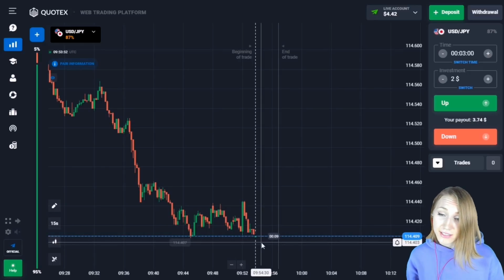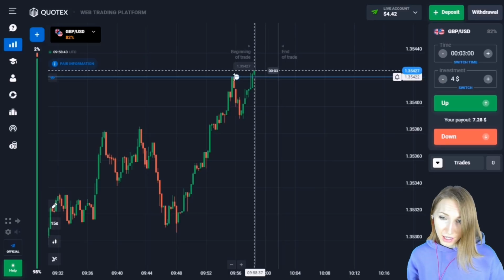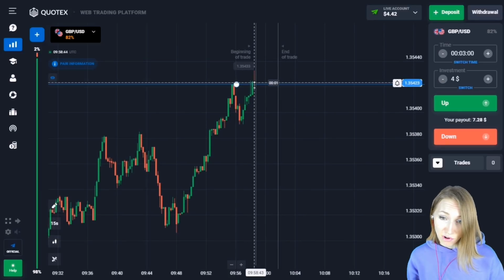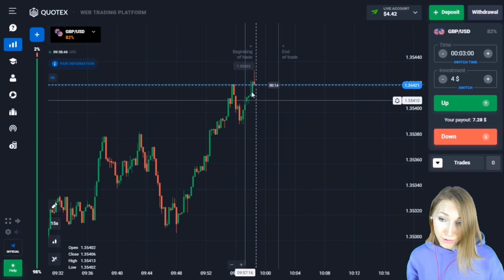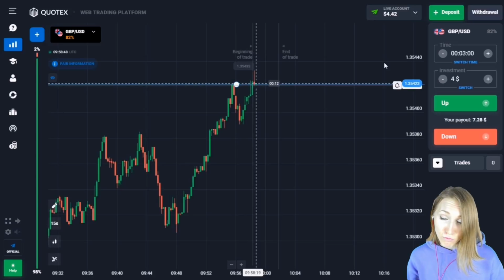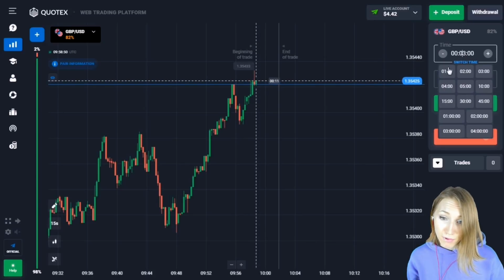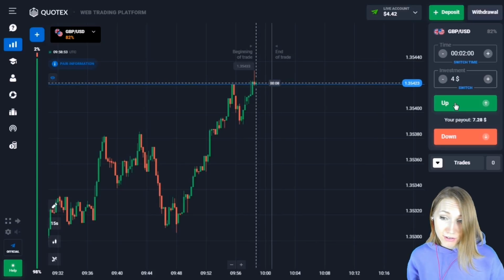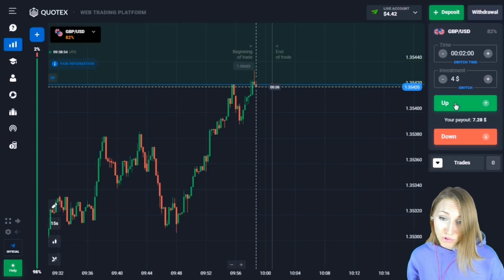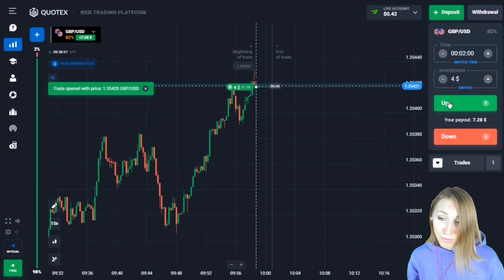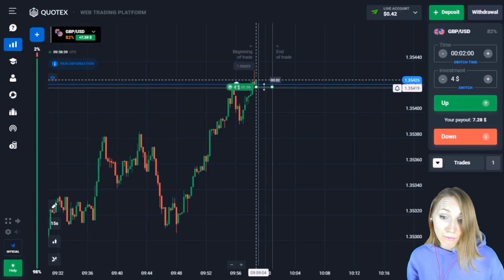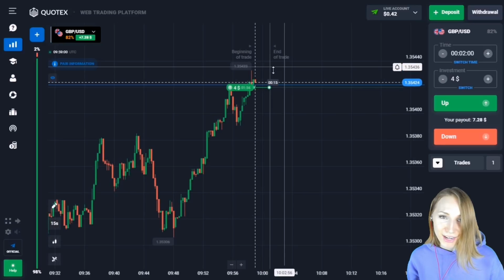So let's continue and consider the next situation. Here you can see the level of resistance, and at this moment the price is starting to break through our level. So in this situation we will open a trade for 2 minutes with up. I think that very soon the price will continue its upward movement and this level will be broken through, because there is a very confident upward movement here. So guys, let's wait and see.